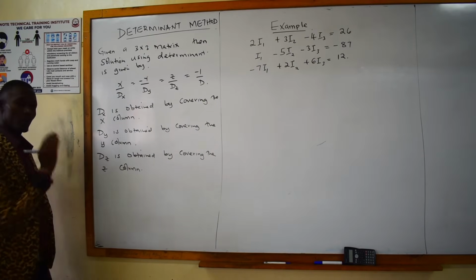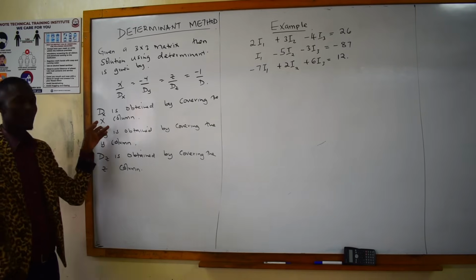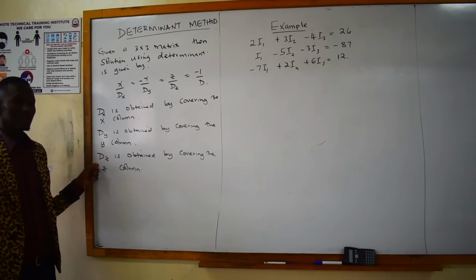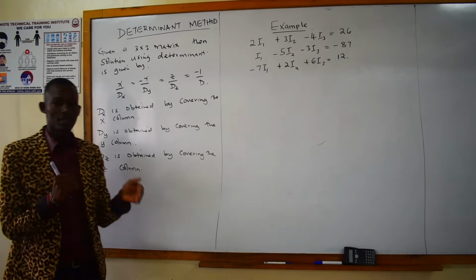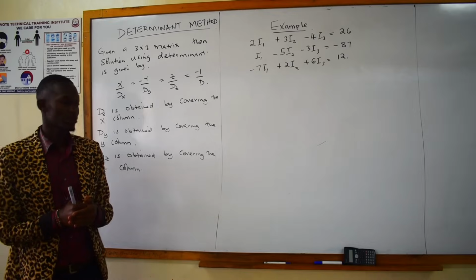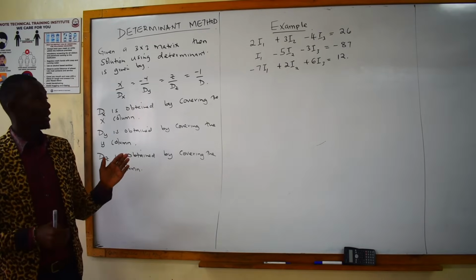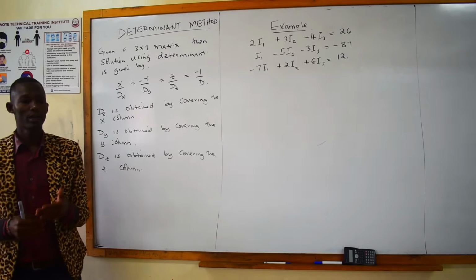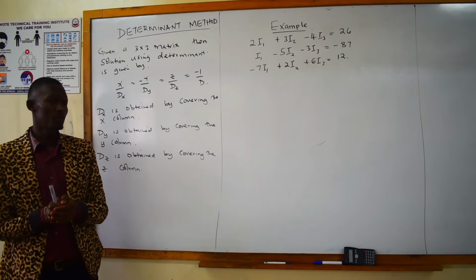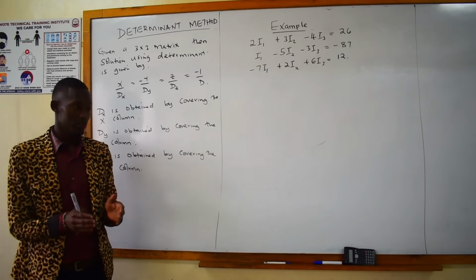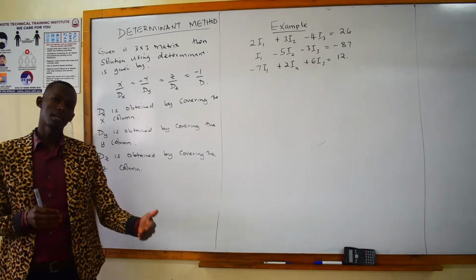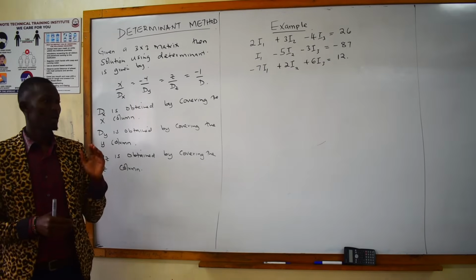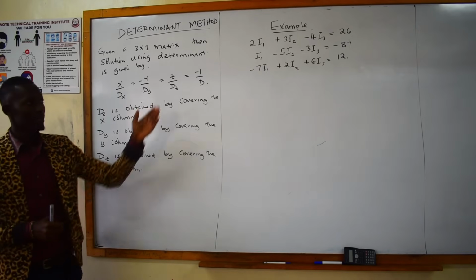For us to find our Dx, we close the x column. For us to find our Dy, we close the y column. And for us to find our Dz, we close the z column. Now the difference here, if you have watched the previous lesson on Cramer's rule, is that when you have the constant terms on the right hand side, you first of all bring them to the left hand side before getting the solutions of your unknowns. So that is the difference. You bring the right hand constants to the left hand side, then from there you apply the determinant method.